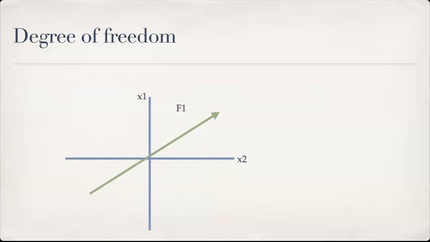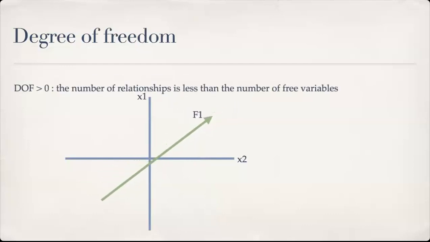Okay. What about this case? Degree of freedom is greater than 0. Degree of freedom is positive. The number of relationships is less than the number of free variables. We have x1 and x2 as independent variables, two independent variables, and only one relationship, F1. Degree of freedom is 1, right? That means you can freely choose x1 or x2, but not both at the same time.